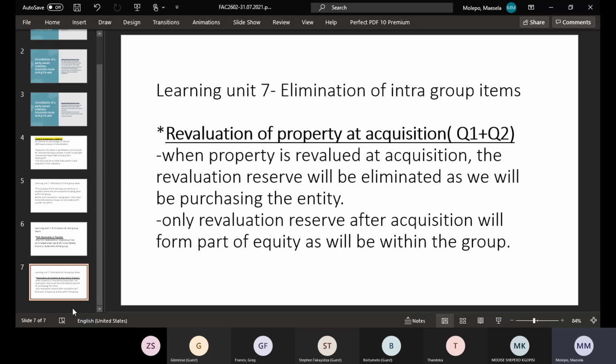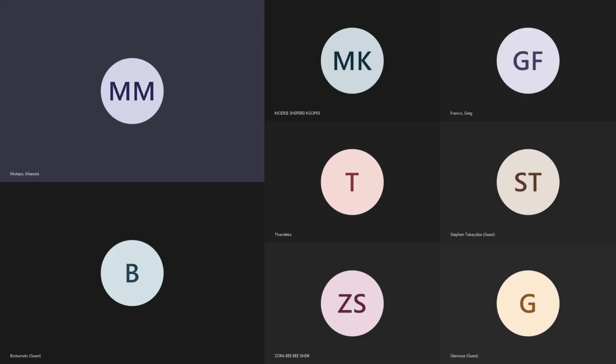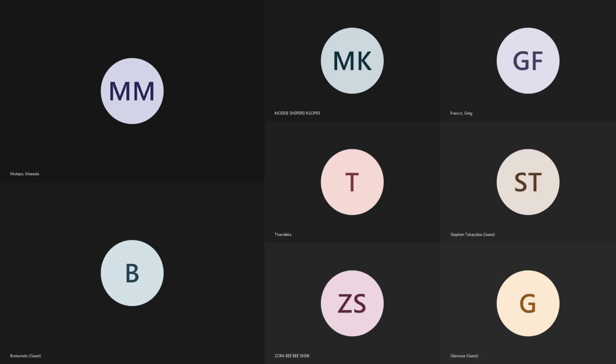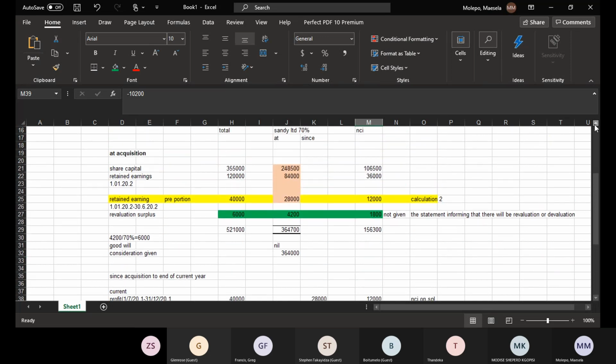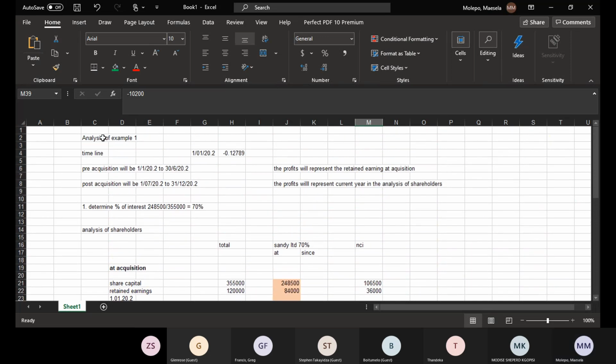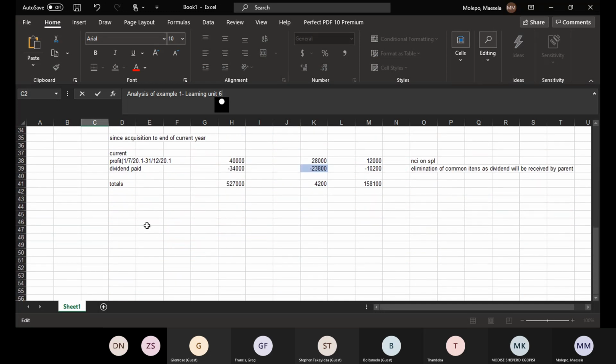So now we have to check answering our question. Let me go back to the sharing of the Excel. In this case, this was example one on learning unit number 6.